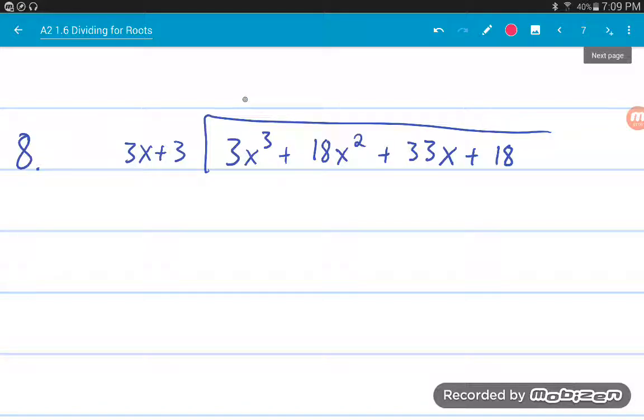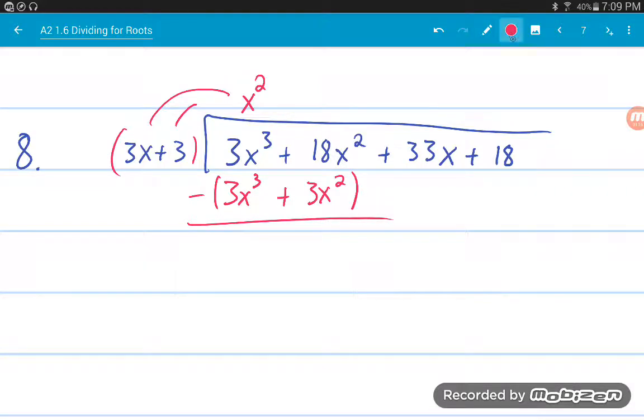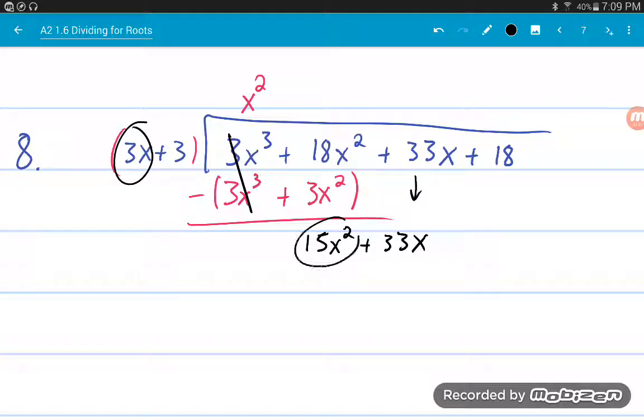3x goes into 3x cubed, x squared times. When you distribute that down, it's going to get you 3x cubed plus 3x squared, parentheses, and subtract. These cross out. 18 minus 3 is going to be 15x squared. And we can bring down the plus 33x. Get rid of these little swoopy lines. 3x goes into 15x squared now. It goes in a positive 5x times.